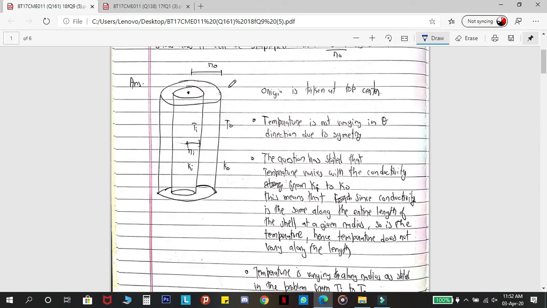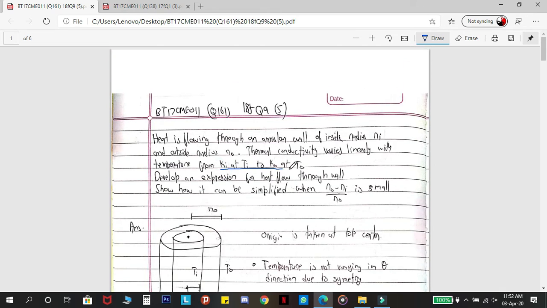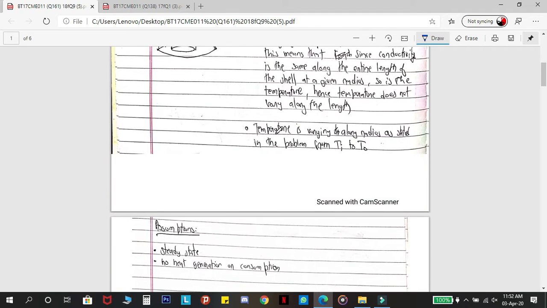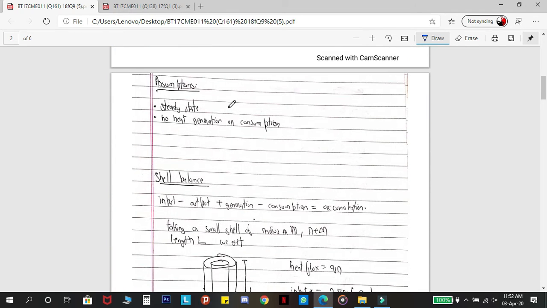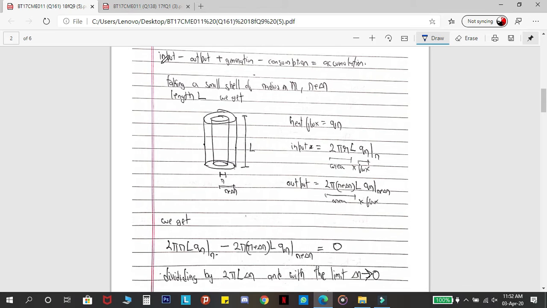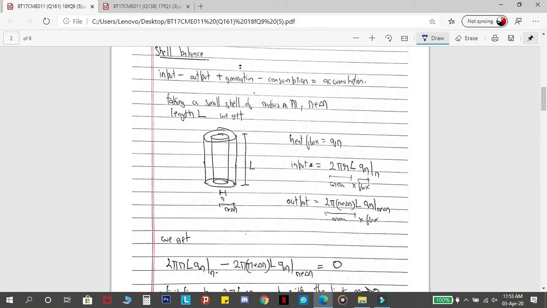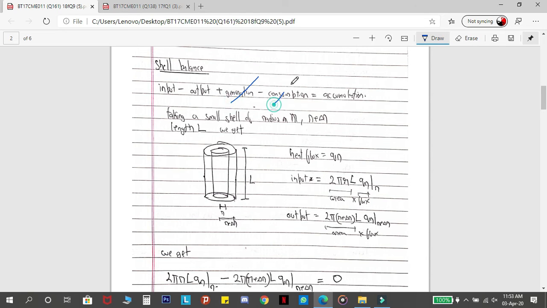Next, it is also given that this variation is linear. Now my assumptions are that we are solving this problem at steady state and there is no heat generation or consumption or accumulation taking place. So first let's start with the shell balance, which is input minus output plus generation minus consumption equals accumulation. Here, as per our assumptions, generation and consumption are 0, and accumulation is 0 due to the steady state assumption. So we get input minus output equal to 0.